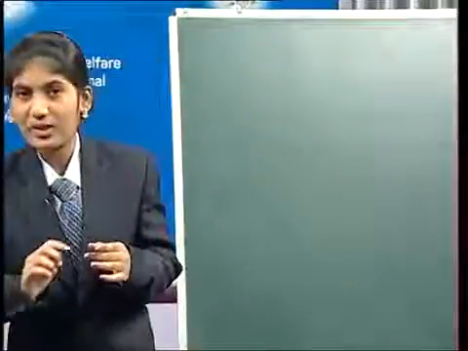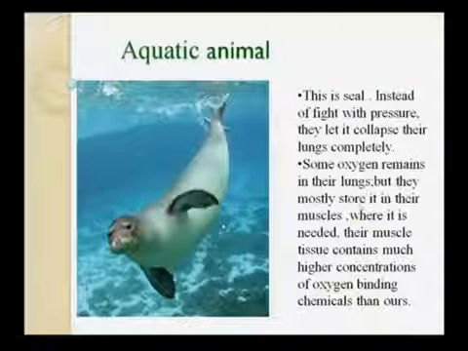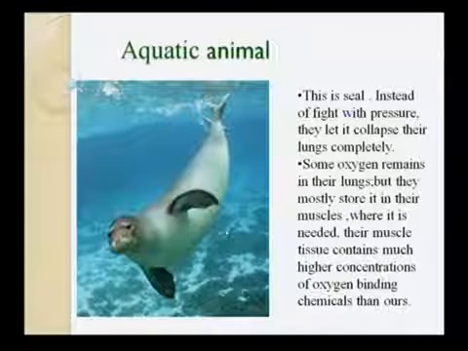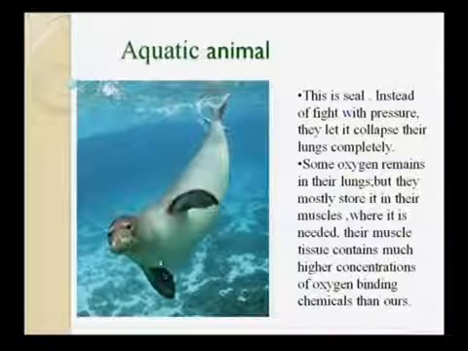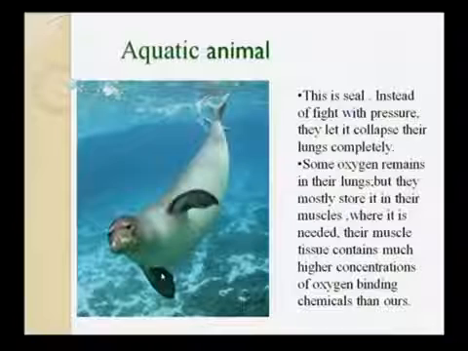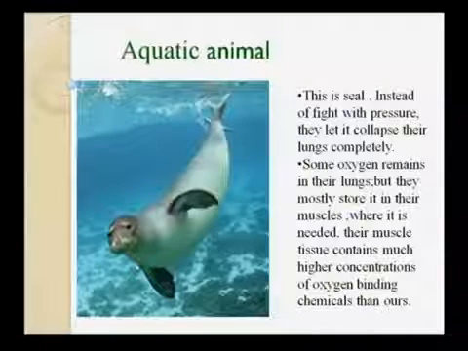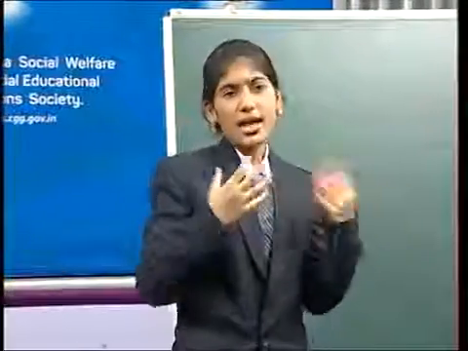So friends, look at the screen once. So here this is the seal, and instead of fighting with pressure, they let their lungs collapse completely, and some oxygen will remain in their lungs, but they mostly store it in their muscles, where it is needed. Their muscle tissue contains a much higher concentration of oxygen binding chemicals than ours. So that is the reason, friends. Did you get the secret of the seal? So it will collapse its lungs, and the oxygen which remained in its lungs will later be used by the seal.